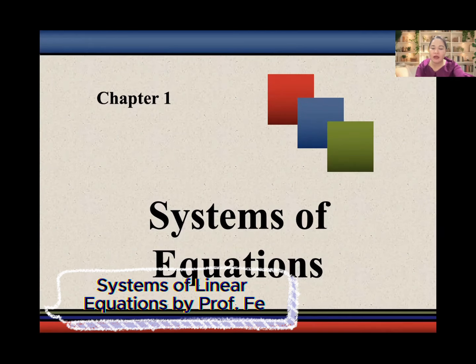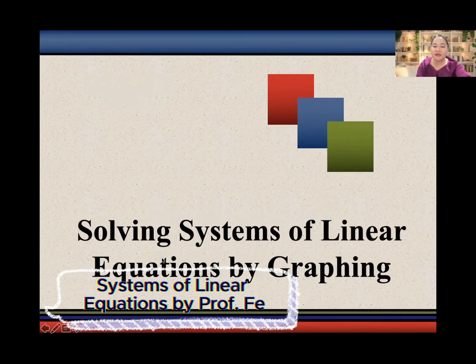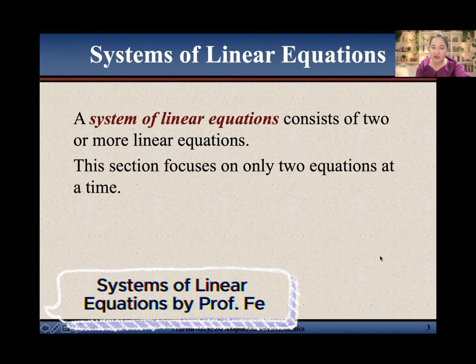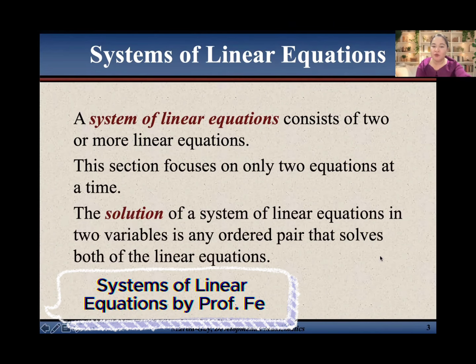Everyone, we are now in chapter 1 of our review of the quantitative systems of linear equations. For systems of linear equations, we have different types. You can use graphing, you can use the elimination method, and you can use matrices. So what is a system of linear equations? It consists of two or more linear equations. So we have two equations at a time.